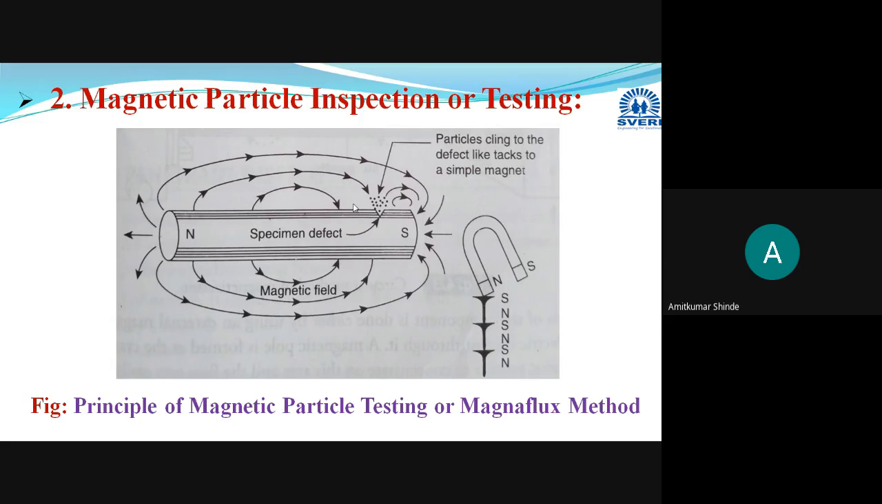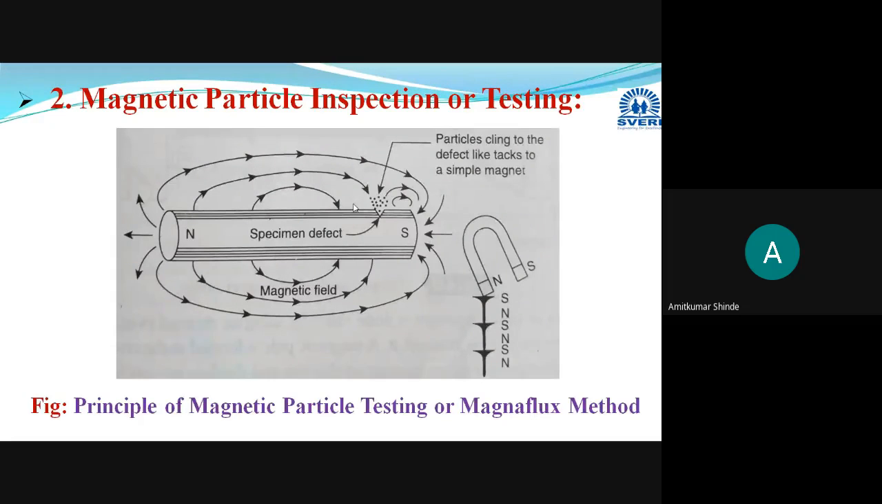And in the wet magnetic particle inspection, ferromagnetic particles are taken in petroleum oil or kerosene, and applied with the help of a spray, or with a brush, or you can directly take the component and dip it in that medium. This will be termed as the dipping method. So depending on how the medium is used, magnetic particle inspection has two types: dry and wet.